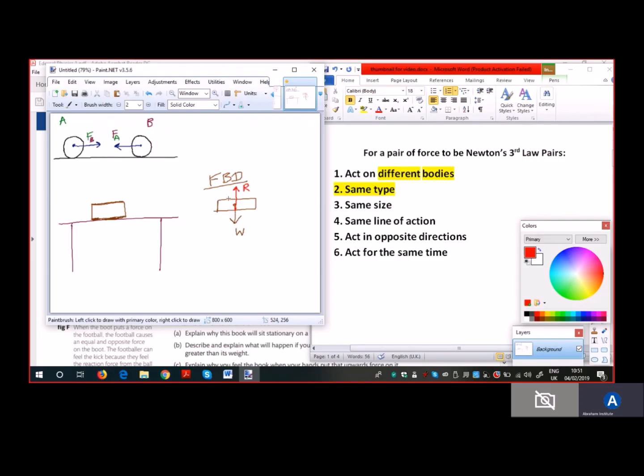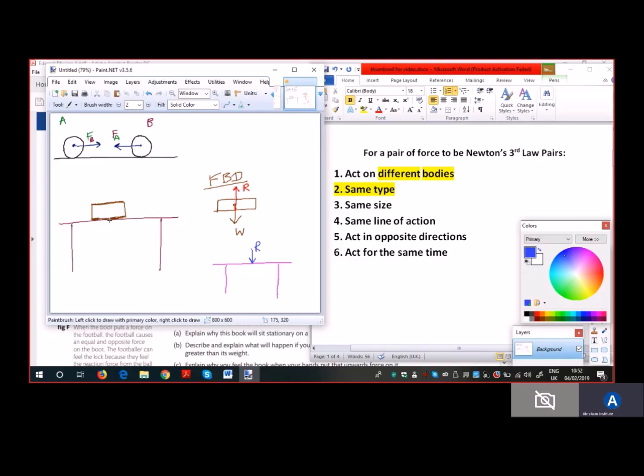Now if you draw the free body force diagram for the table, I will draw the table here smaller in size, so that it's easy, I can manage it in this space. Now the forces acting on the table are the reaction force exerted by the book on the table, because the book is in contact with the table.